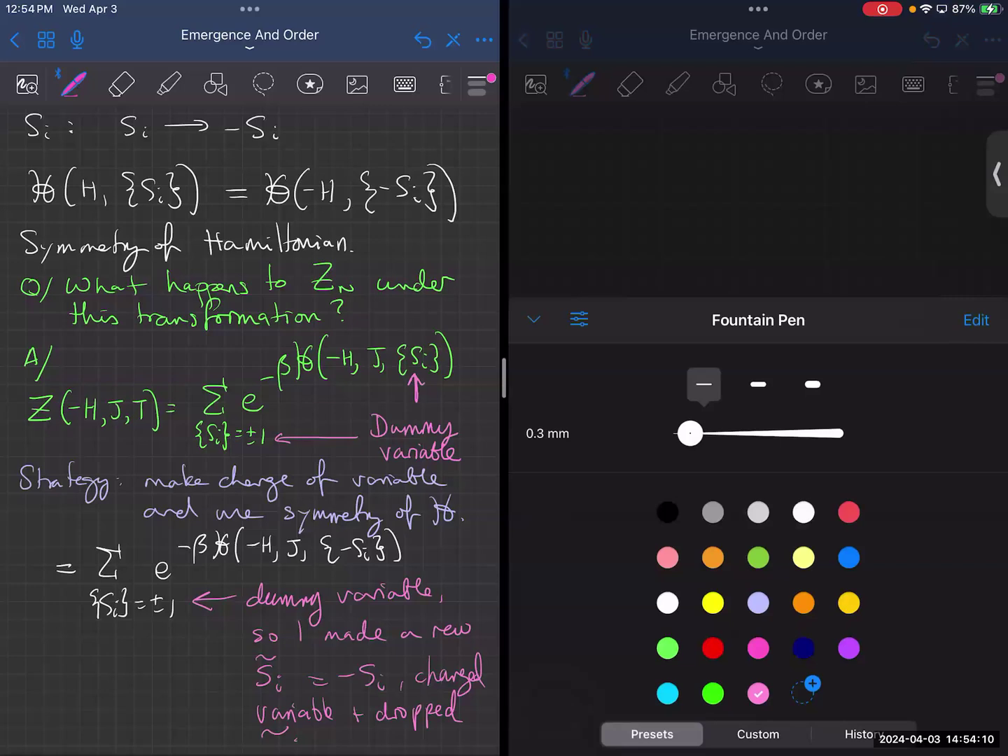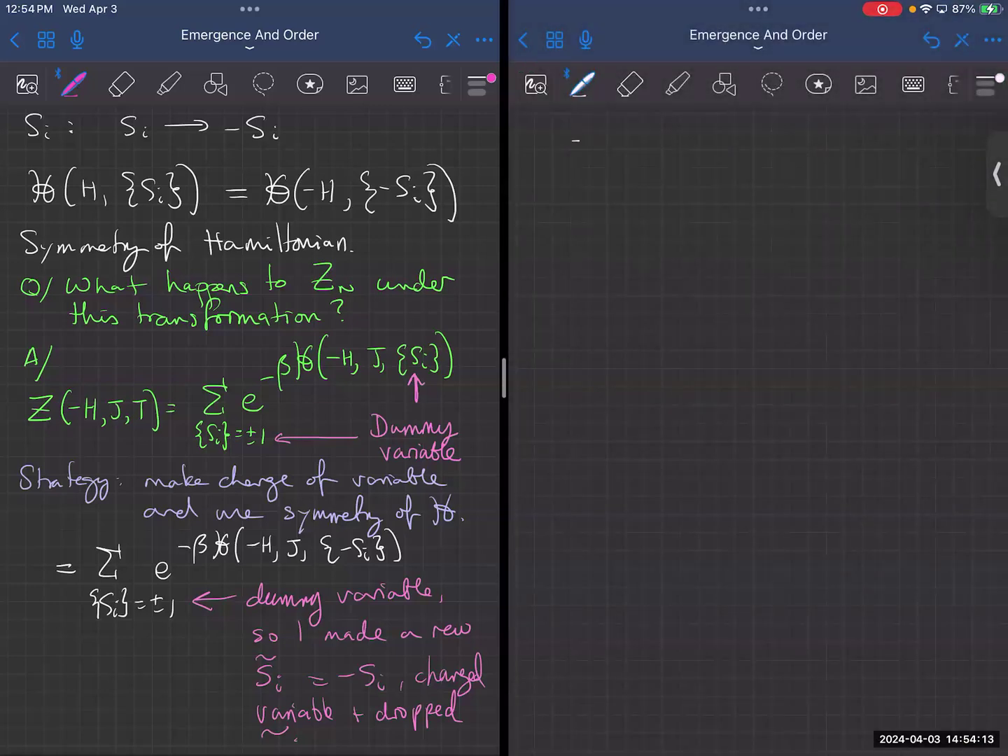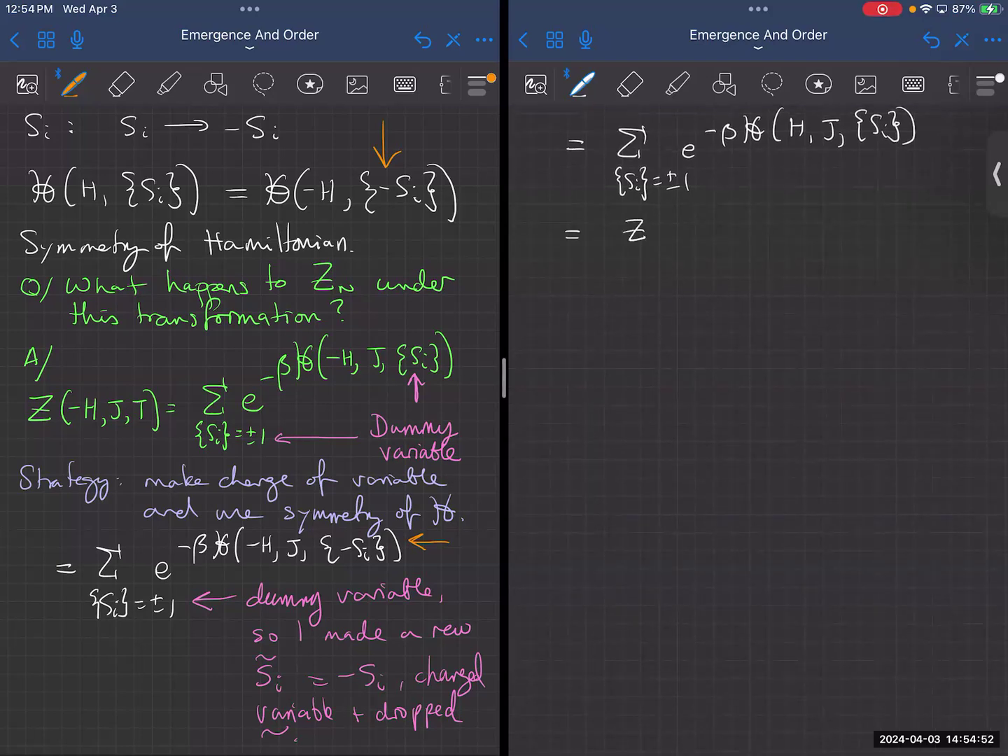Then I can use the symmetry. So now I use the symmetry. This Hamiltonian that I have up here is by definition just the same thing as what I have at the top here. So I can write this now as the trace, sum over these variables plus or minus 1, e to the minus beta times the Hamiltonian of now h, J, and S_i. And all of the minus signs have gone, and so that is equal to the partition function of h, J, and T.